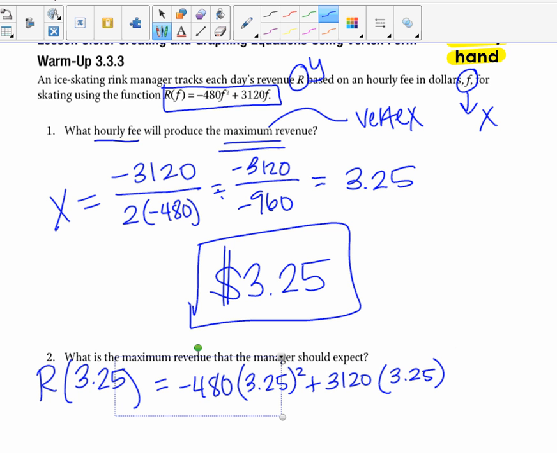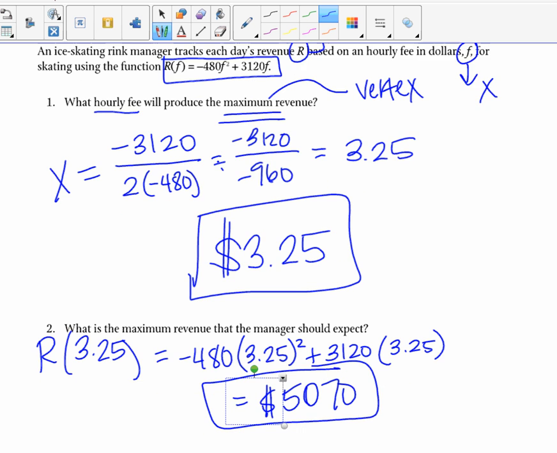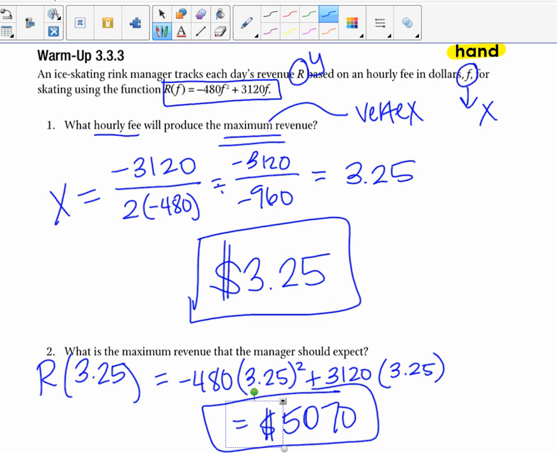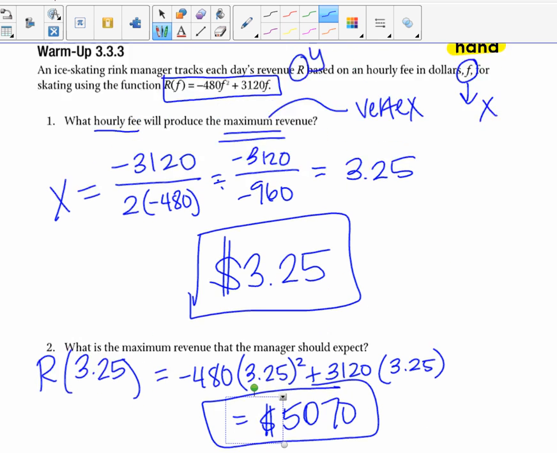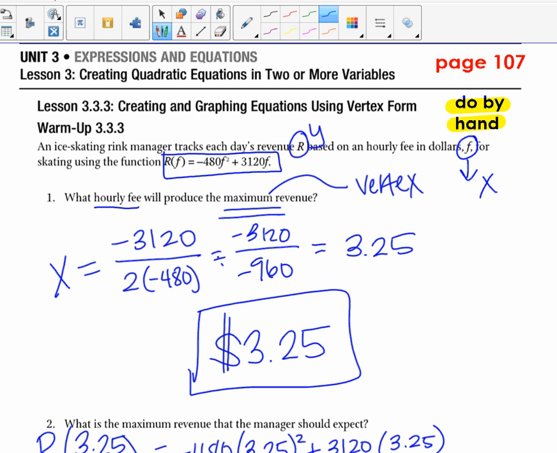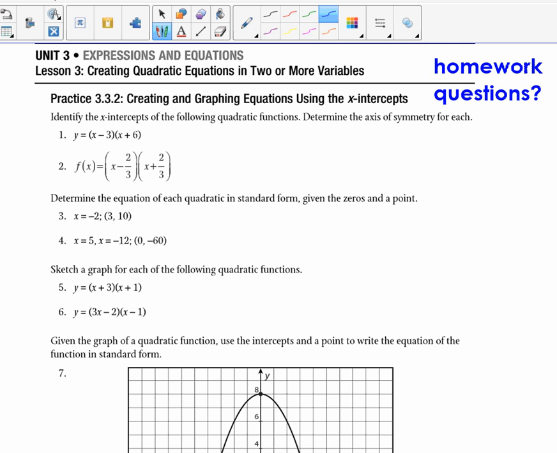And you should get the revenue, which is $5,070. So the max revenue that the skating rink can make is $5,070. Okay, so that's just using opposite of B over 2A and then substituting back in because you're in standard form.